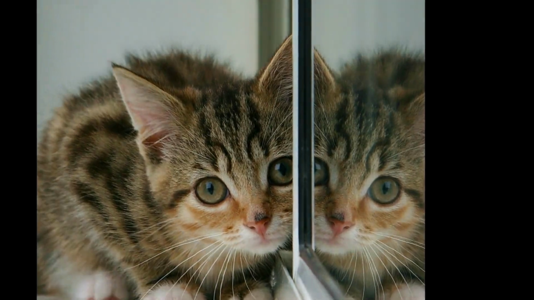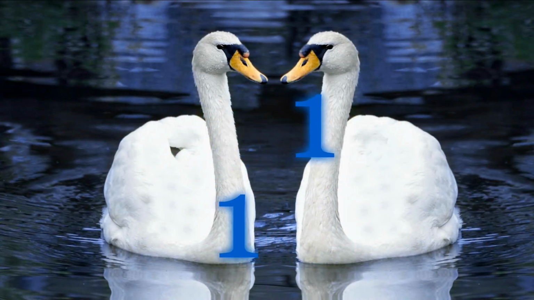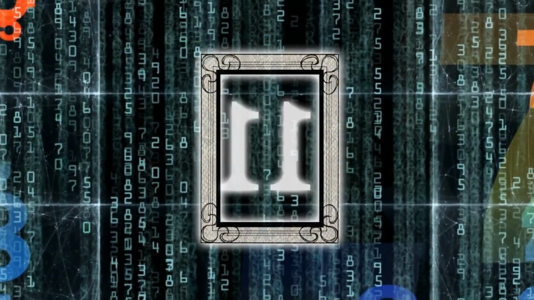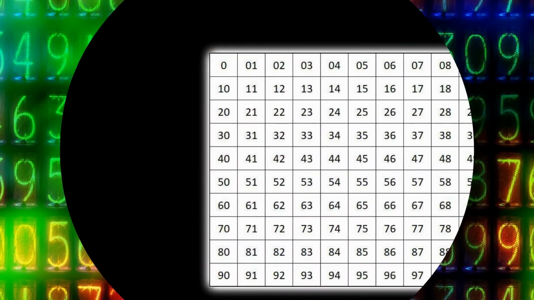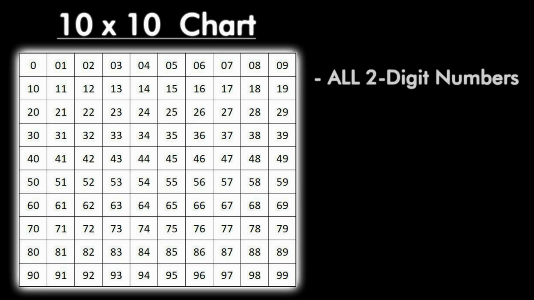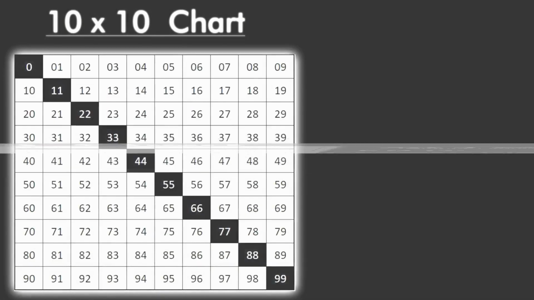Another important thing to mention is that not only does reflection create an image, but that the image is symmetrical. And what is fascinating is that the number 11 will act in the same way as a mirror, creating a symmetrical image between all other numbers. This can be amazingly demonstrated by this 10 by 10 chart, representing all 2-digit numbers from 0 to 99 in numerical order.